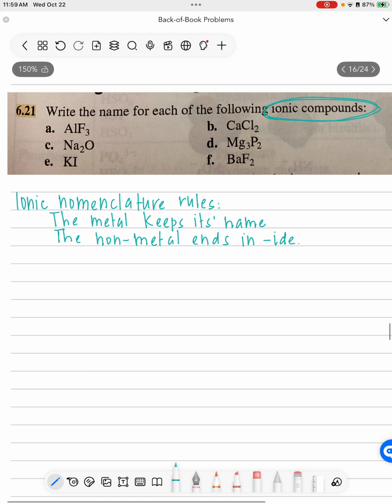And the ionic nomenclature rules tell you that the metal gets to keep its name and the nonmetal ends in "ide." So you don't even have to overthink it. You just have to basically say the name of the metal. So we'll say aluminum. And then give the nonmetal an "ide" ending. So instead of fluorine, it's going to be fluoride.